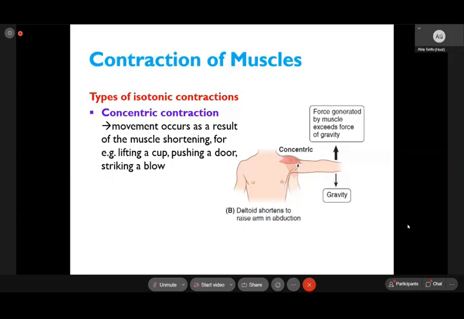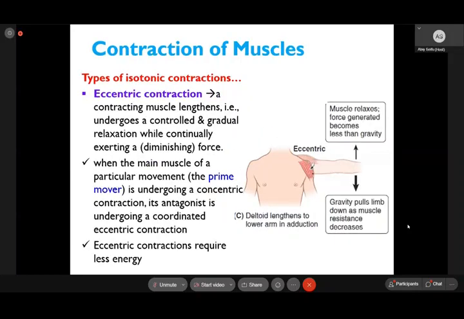Whereas in eccentric contractions, the opposite is true. You see, in this case, the force of gravity is greater. But there is still contraction in the deltoid muscle, which is minimal and diminishes gradually through time, and the arm returns to its normal place. Therefore, this type of contraction is called eccentric contraction.